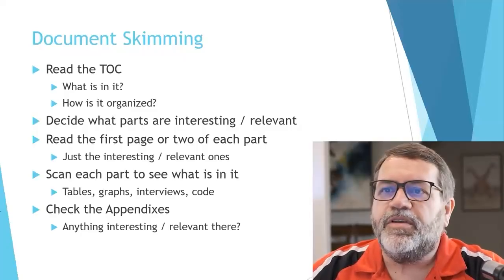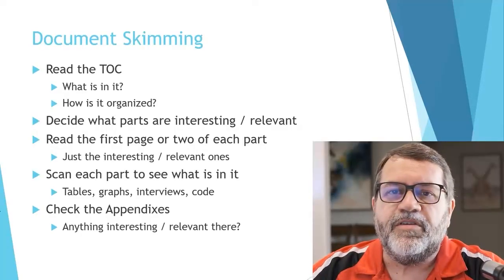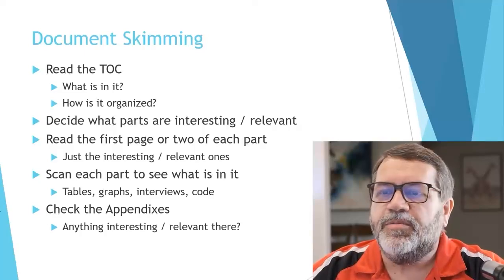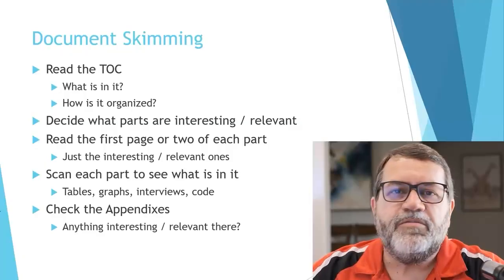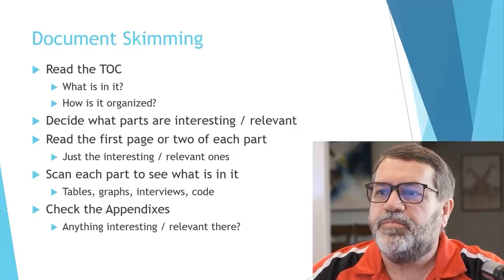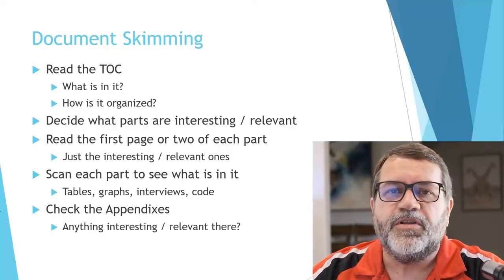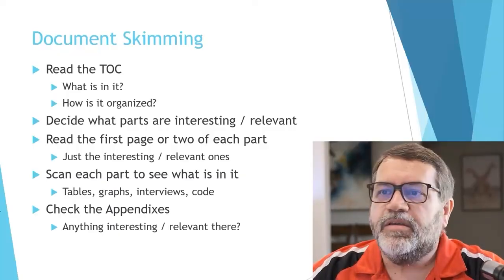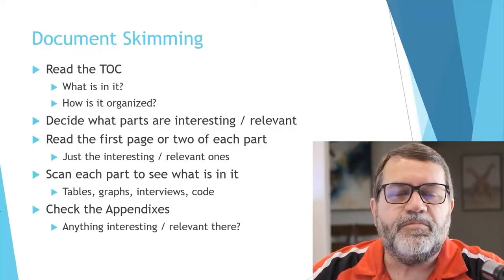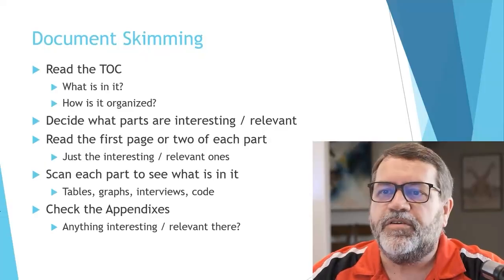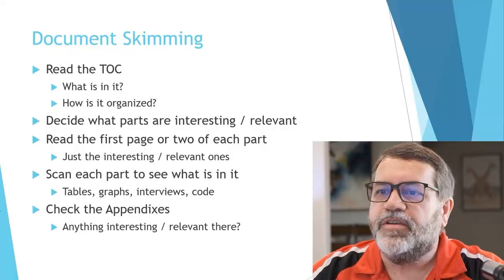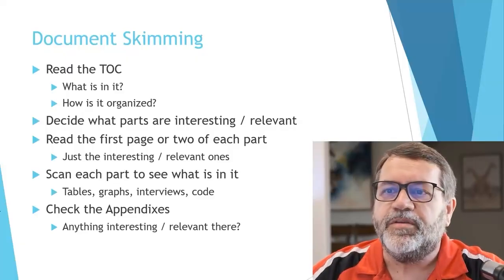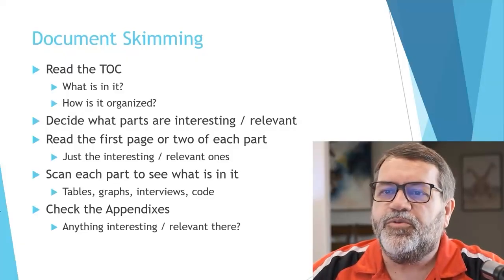First thing you need to do is read the table of contents. That'll tell you what's in the document, how the document is organized. And then from that, you want to decide which parts are interesting or relevant to you. If, for example, the manual has a history of PLCs, then maybe that's interesting, but that's not something that's going to help you troubleshoot the PLC. So you need to decide what's interesting, what's relevant.